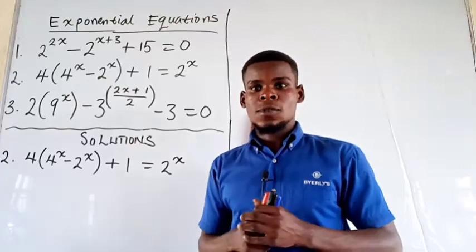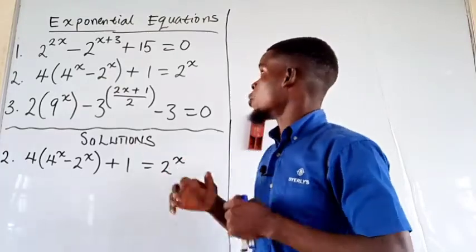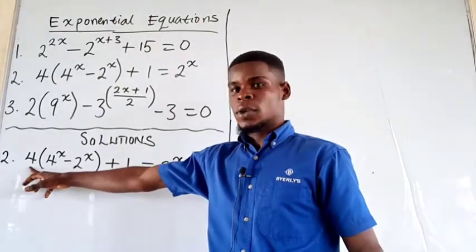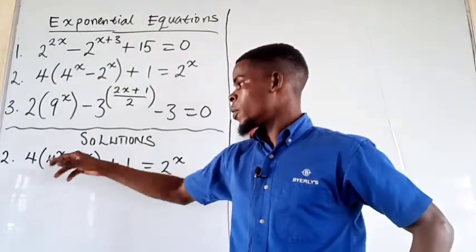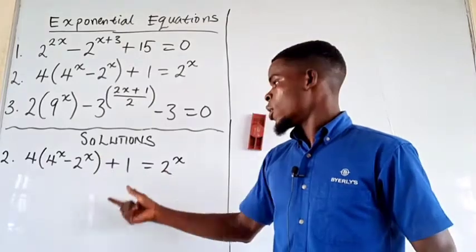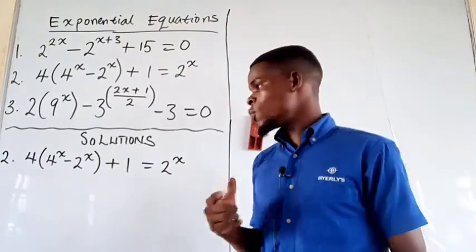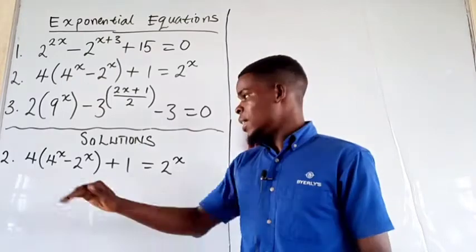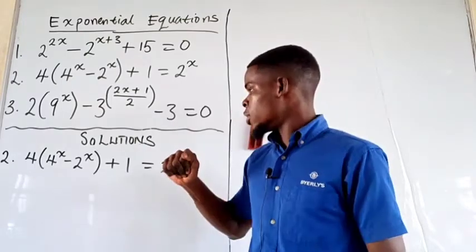Okay, now we have to solve the second question under the exponential equations, alright? We have here that 4 is being multiplied with 4 to the power x minus 2 to the power of x. We add 1 to that, that is going to give us 2 to the power of x. So we have to find the value of x that satisfies this equation, okay?